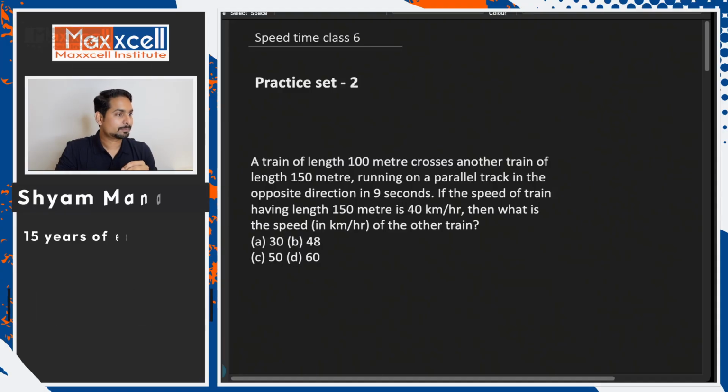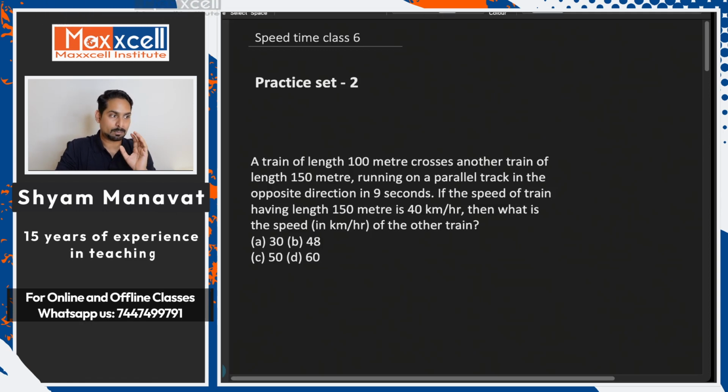Let's solve. So the first question I have here. I want you to pause this video, look at the question and try to solve it by yourself. I'm sure you must have gone through my previous video, so you are aware of the concept. We are using the length of the train as part of distance and also relative speed. So pause this video and try attempting this question.